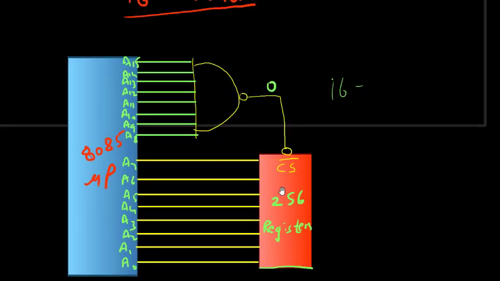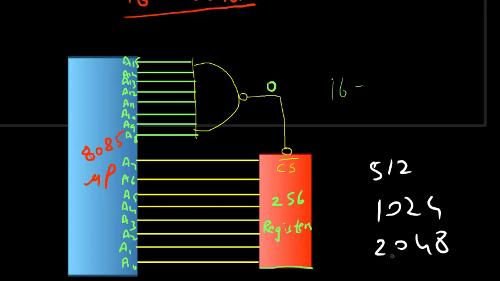I have taken 256 registers. You can also try, let us take 512 registers. If there are 512 registers, what will be the address map? You can try it. You can also have 1024 or maybe 2048 registers. We can see how many address lines are required, and the remaining will go to the NAND gate.